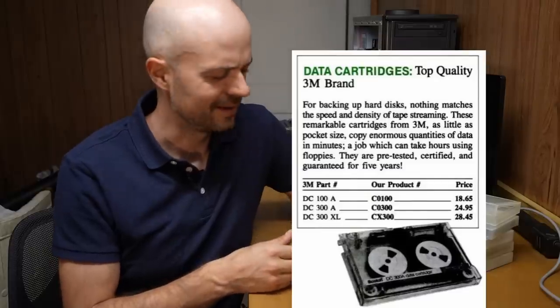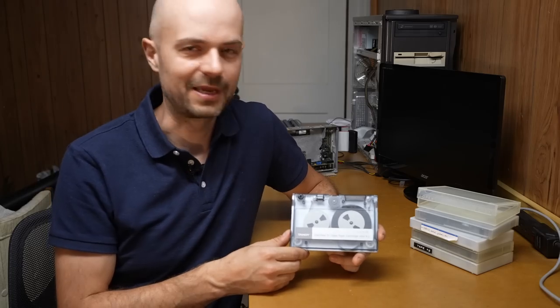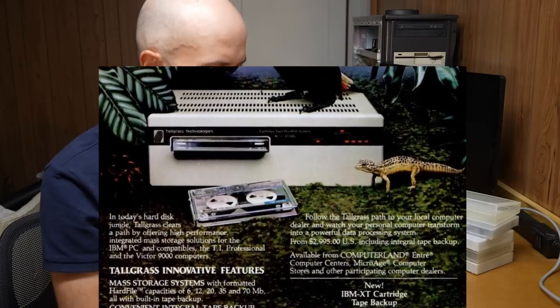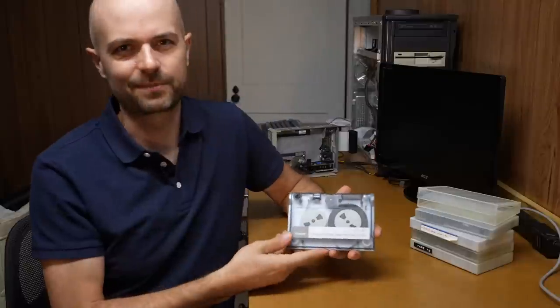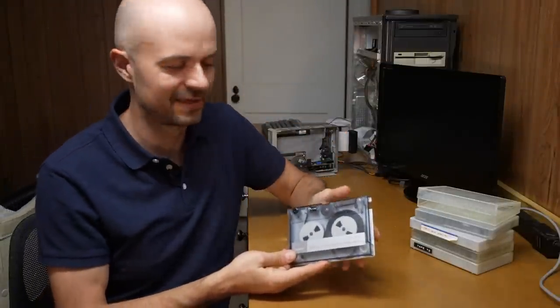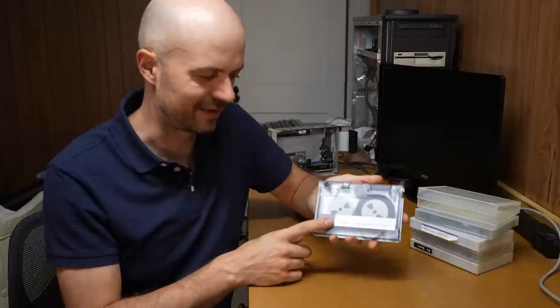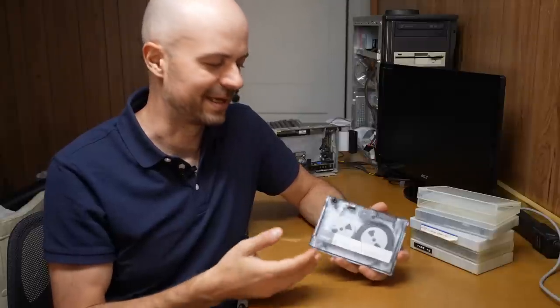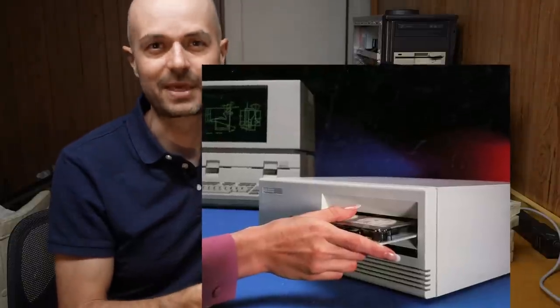Quarter-inch cartridge tapes were introduced around the late 1970s by 3M and became really popular through the 80s and 90s. These were designed to be a cost-effective backup solution where you could buy a tape drive like this for a few hundred dollars and then buy tape cartridges like this for maybe $20 a piece. So these were used by individuals, by small businesses, BBS operators, all kinds of organizations for making backups.